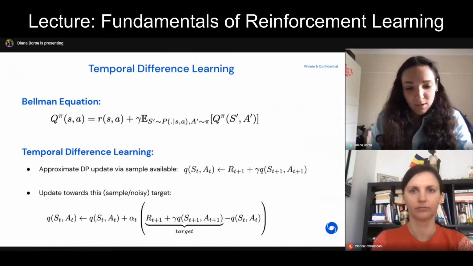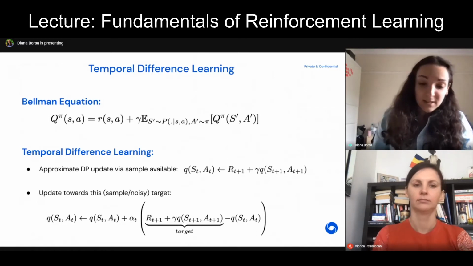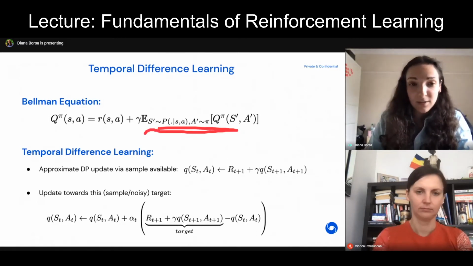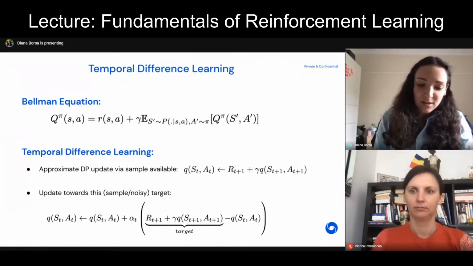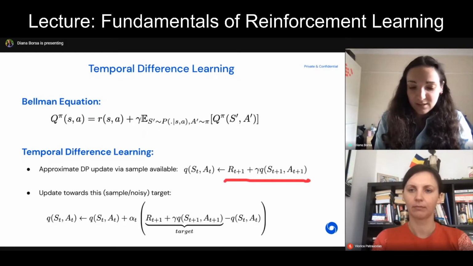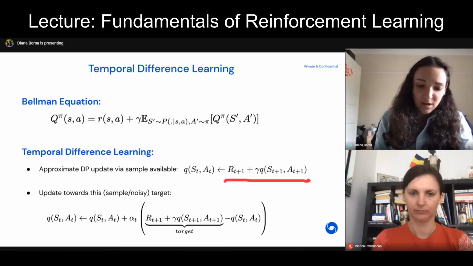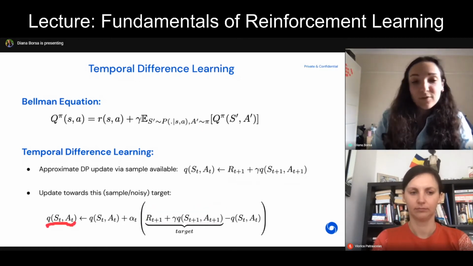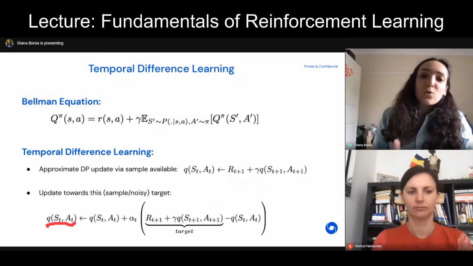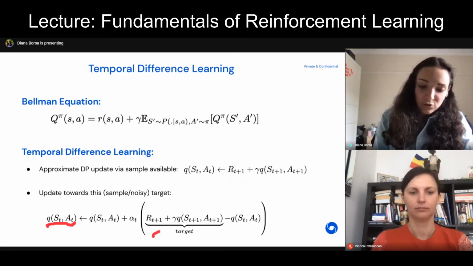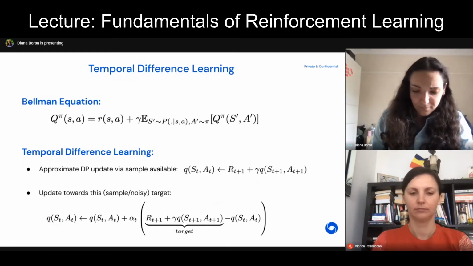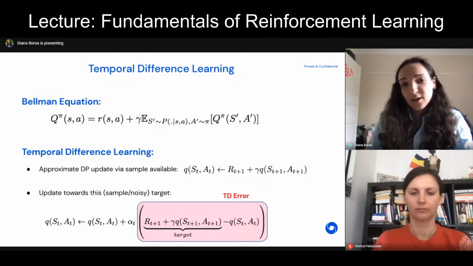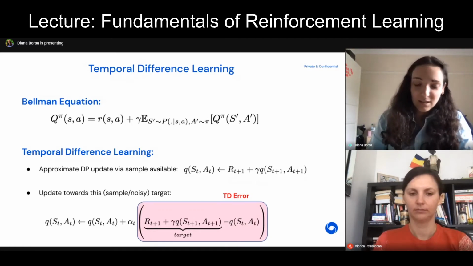Now, temporal difference methods basically say: I don't have access to this update, but I have access to samples from it, and I will try to approximate this update, not by backing up toward exactly that update, but towards this update, which is the sample version of the expectation. We're going to move the values of our Q function towards this target. This is usually called the TD target, and the whole term there is usually referred to as the TD error.